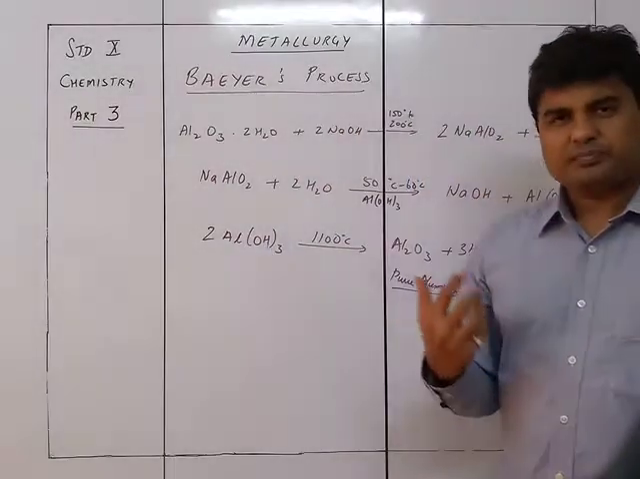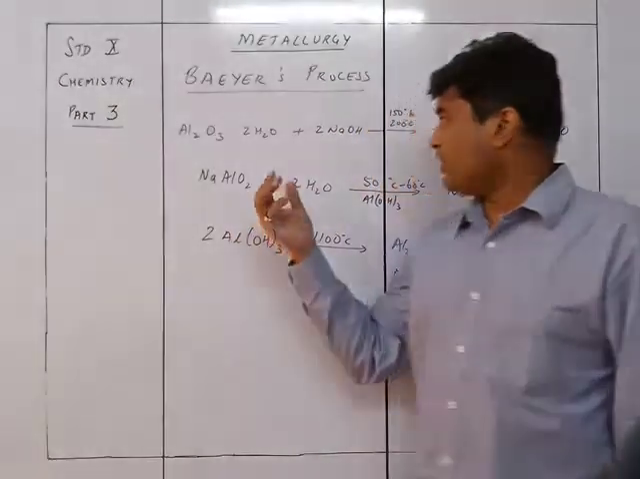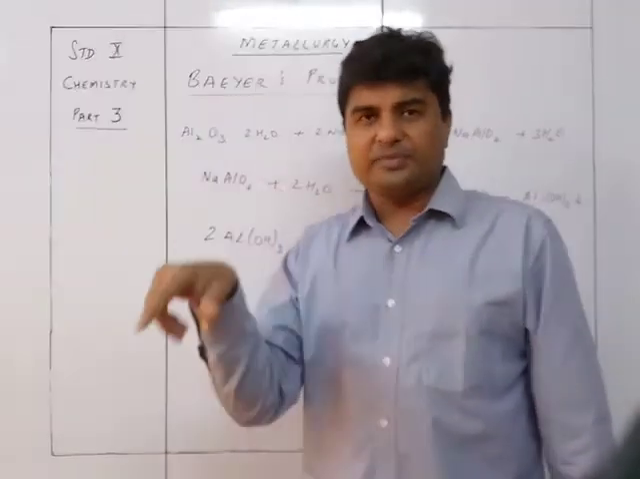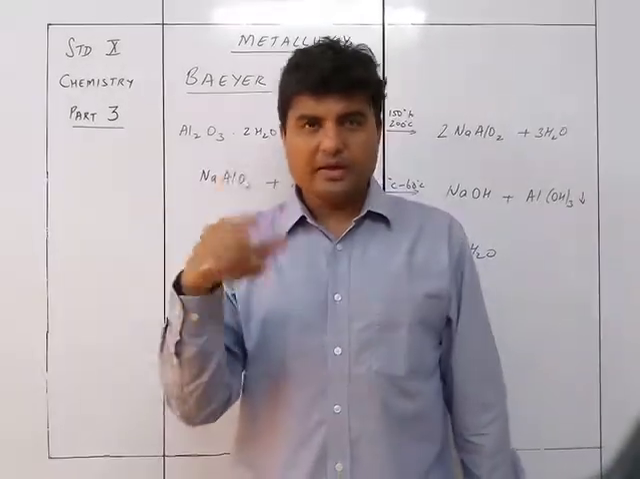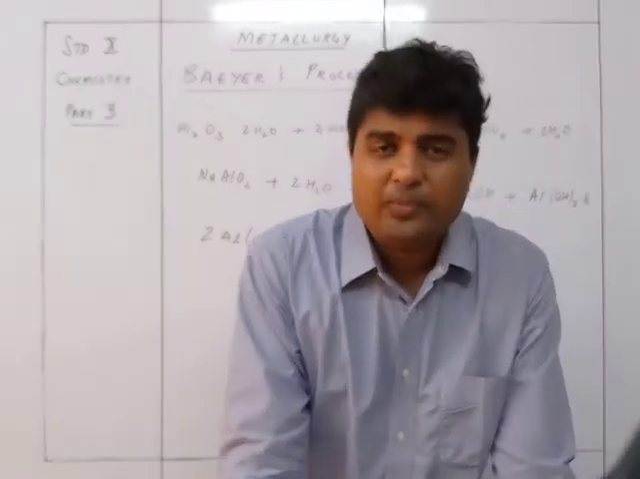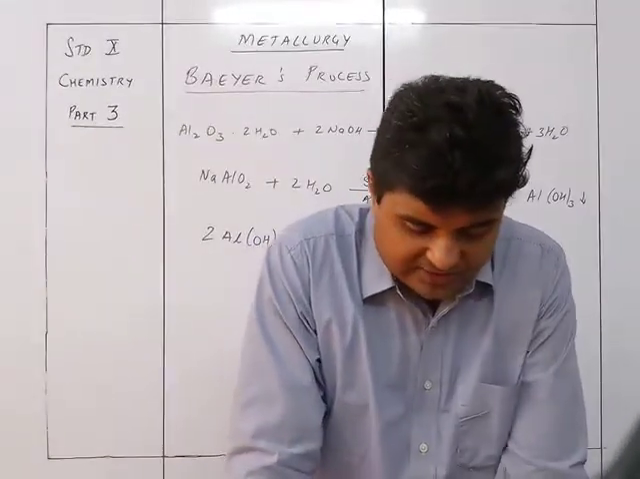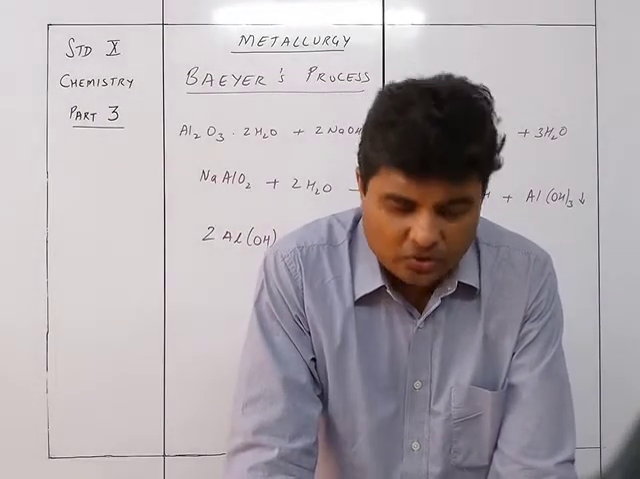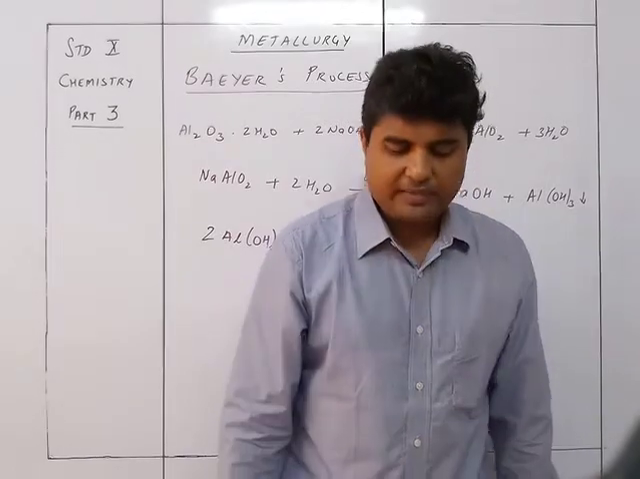Here again the process is the same. You are getting this aluminate, and that aluminate is going to react with the carbon dioxide which is already present from the carbonate, and it is going to form sodium carbonate and Al(OH)3. And then of course Al(OH)3 ko 1100 degree pe heat karo, you get Al2O3 plus water.